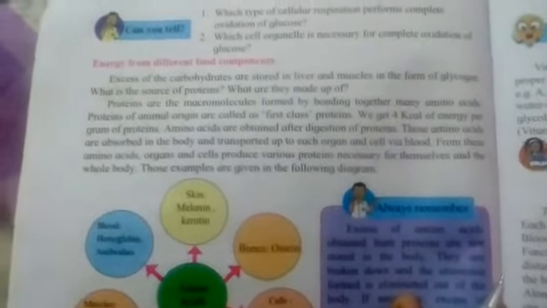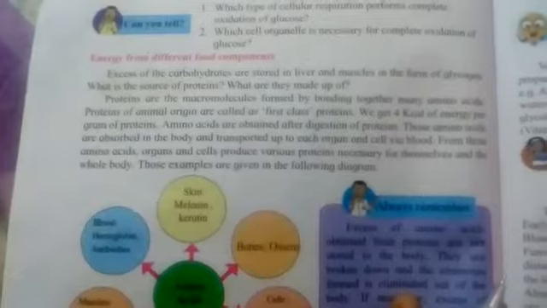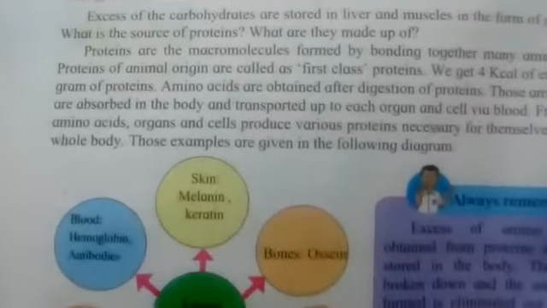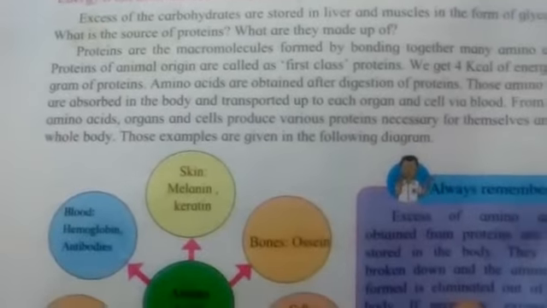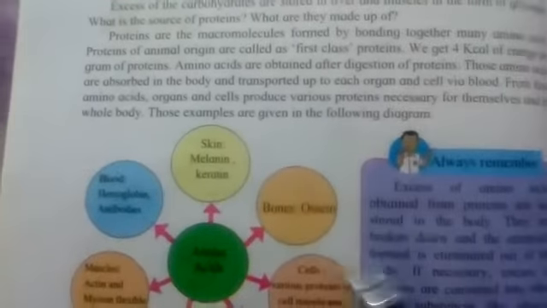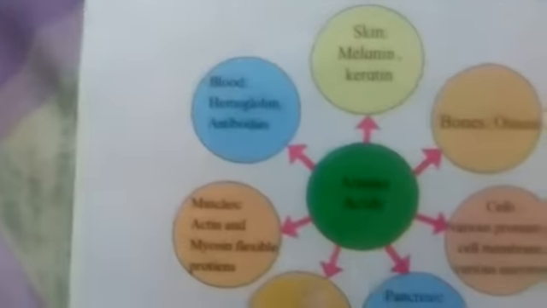In the same way, proteins are another class of nutrients, and they also give 4 kilocalorie of energy per gram. And we all know that proteins are broken down into amino acids after digestion, and there are various amino acids which are useful for our body, and these are present in our body. Have a look at this flow chart.